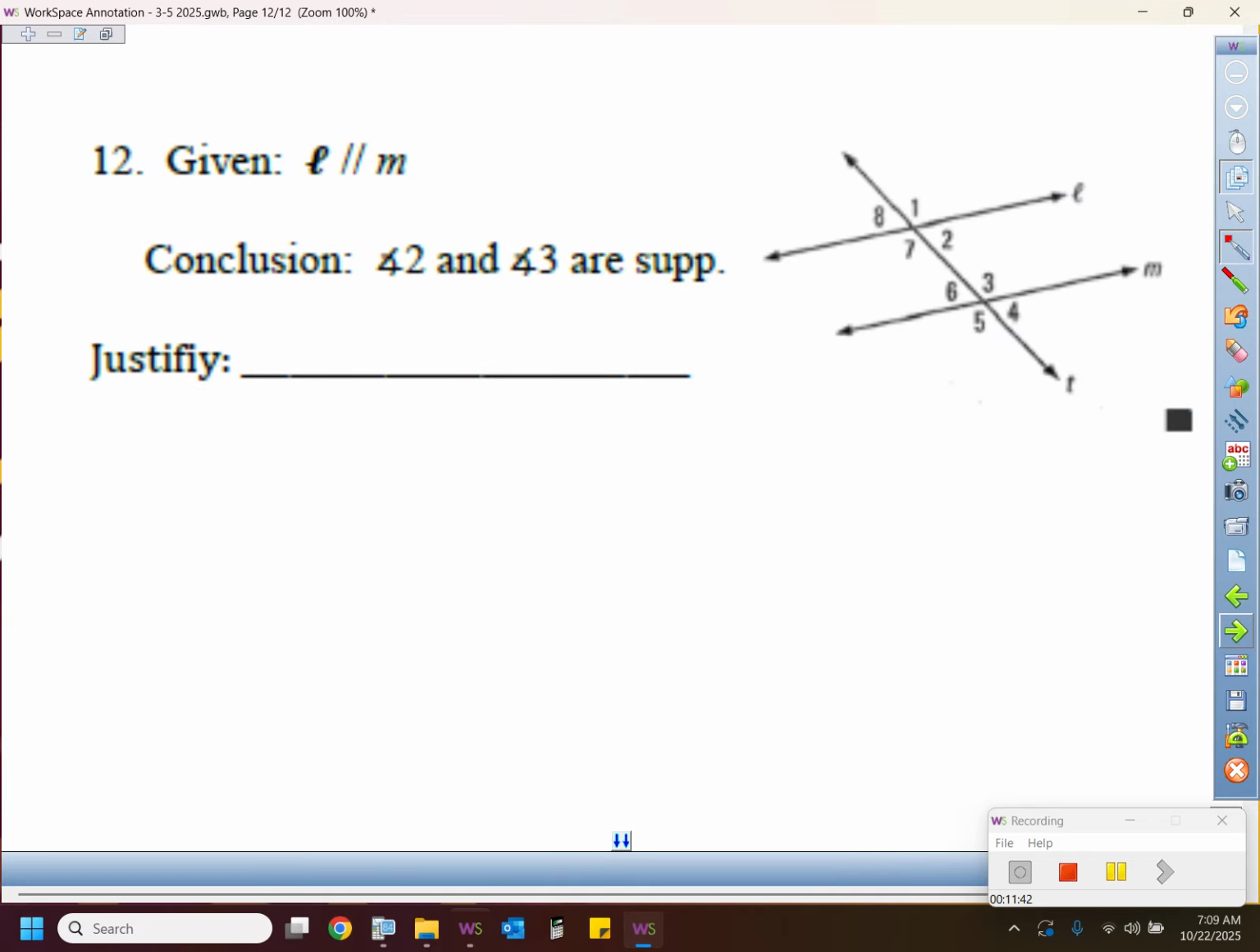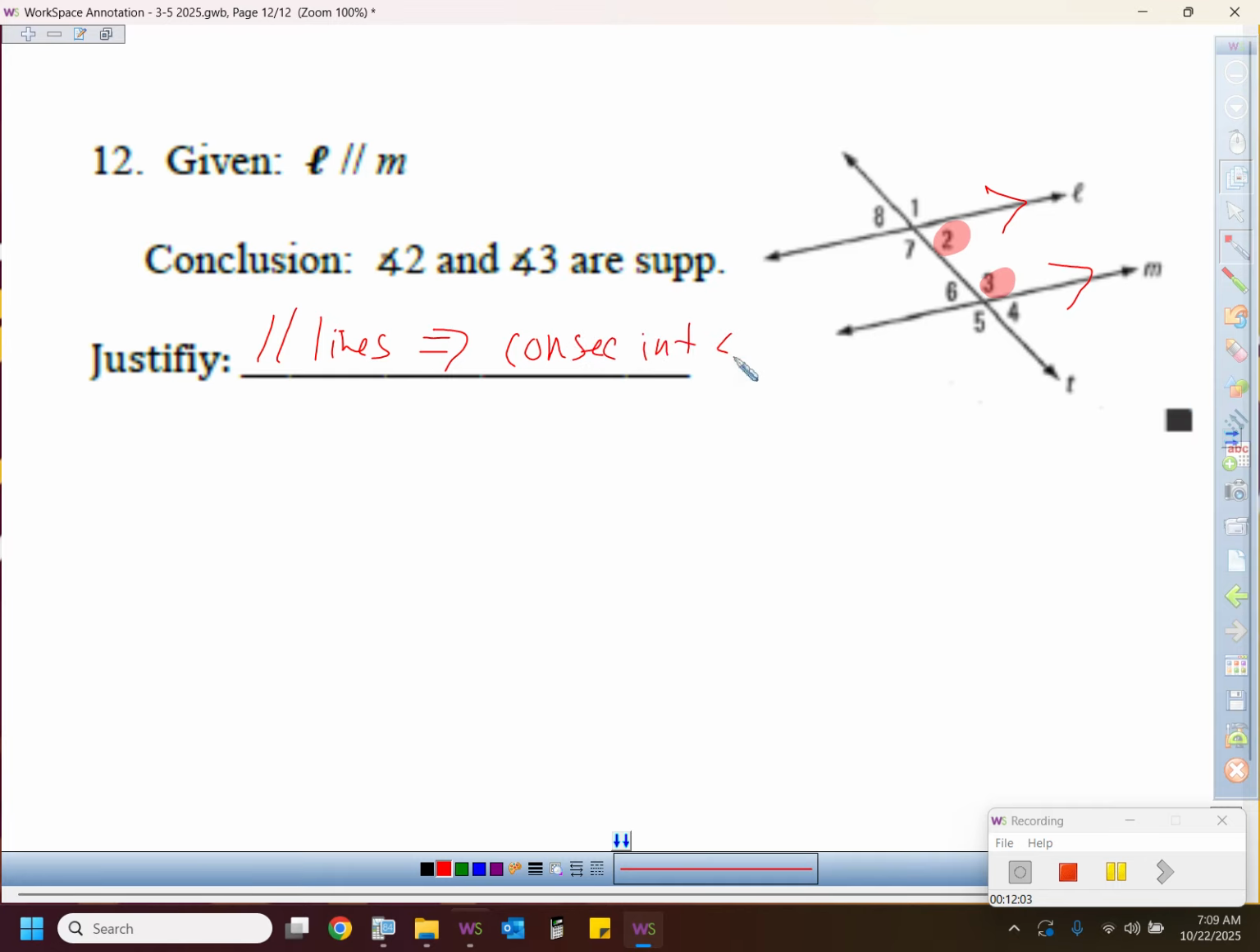Cool. So the last one of these, they gave me parallel lines. I will mark it. They want me to prove angle 2 and angle 3 supplementary. Well, those are consecutive interior angles, and I have to use the one that starts with parallel lines because that's what they gave me. So parallel lines imply that consecutive interior angles are supplementary, which we abbreviate SUPP.